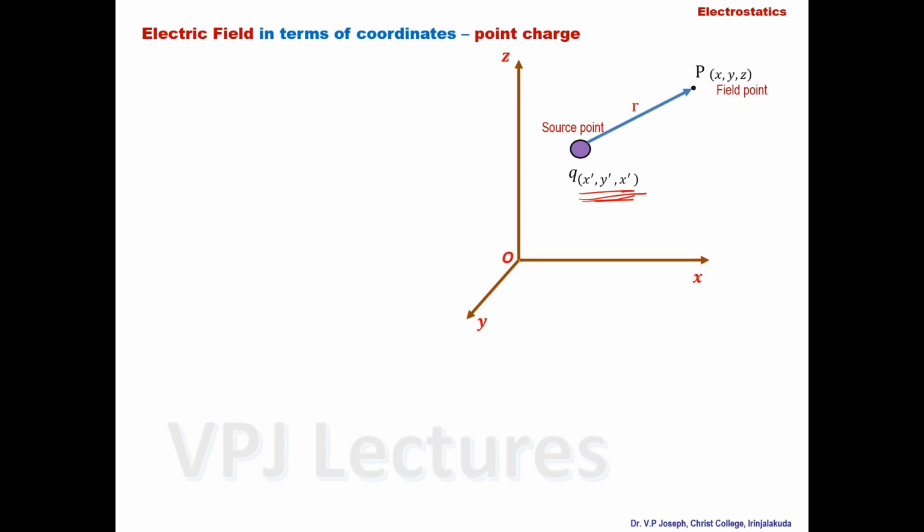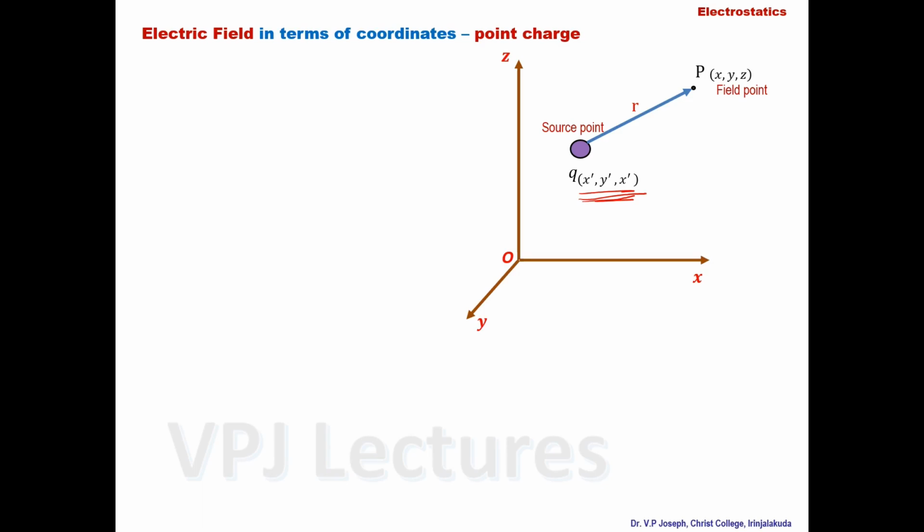As I have mentioned earlier, the primed coordinates are taken to assign the source point, because different sources may be there. In the present case, there is only one source, but in the next case we will consider a distributed source. So the position of Q is changing, and here we are taking it as the primed coordinate.